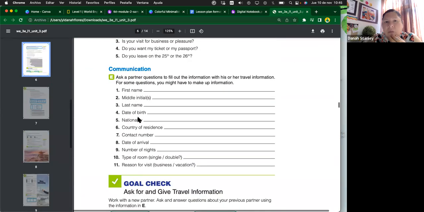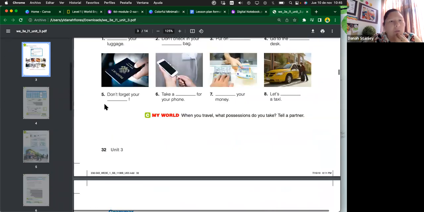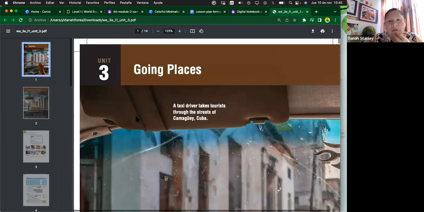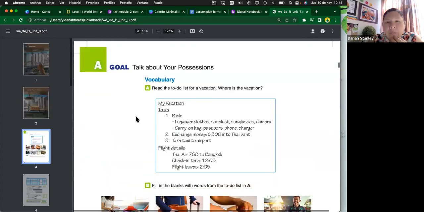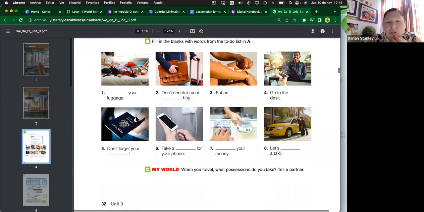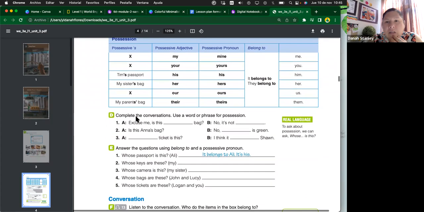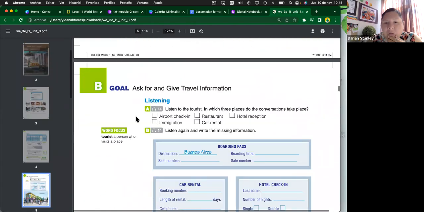A ver. This is the unit. Aquí, here we have the unit opener, ¿no? Pues they saw possessions, possessive adjectives and pronouns. Creo que apostrophe S for possession.